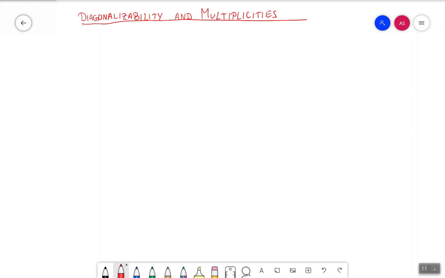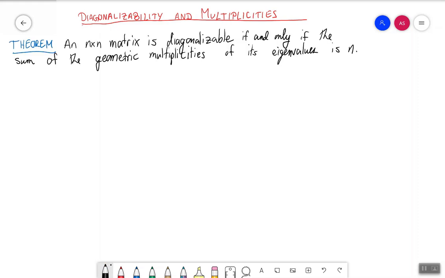Combining theorems 4.23 and 4.24, we get the following theorem! An n by n matrix is diagonalizable if and only if the sum of the geometric multiplicities of its eigenvalues is n. So therefore, in order to understand diagonalizability better, it's important to understand geometric multiplicities better. And to do that, we introduce the following lemma.